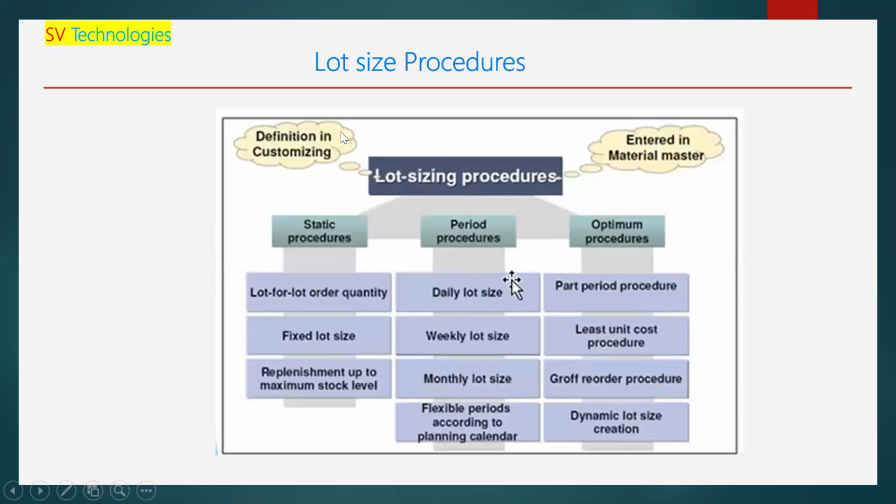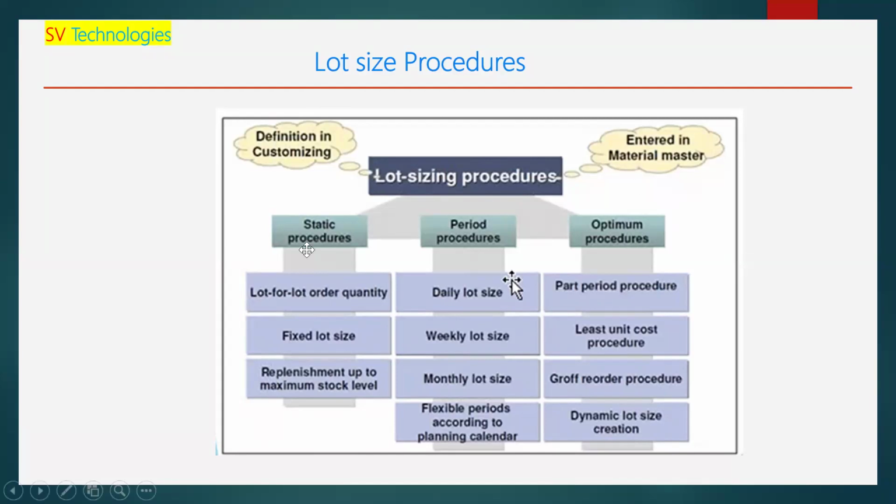So there is a lot size procedure concept. Where do we maintain this lot size? Any idea? When you are creating a material master, in MRP 1 it will be maintained. Lot size. So what lot size are we maintaining? That is EX. For practice purposes, you are maintaining EX.